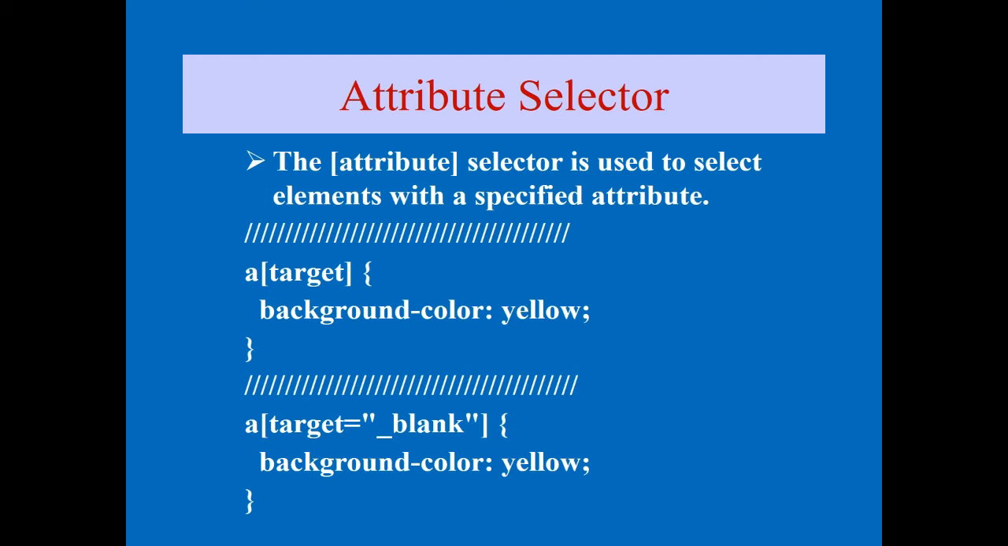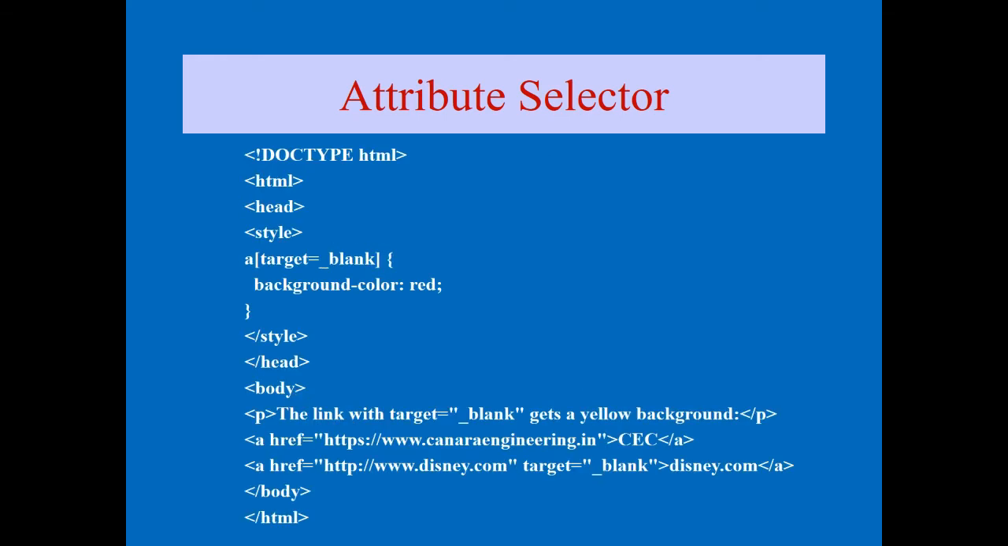So only when this attribute is there along with this value, then the impact is there. Getting my point? That is the advantage of the attribute selector: for a particular attribute, or a particular attribute along with a value, you can set the properties with the help of attribute selectors. So we'll see a very simple example here. In the style, we write the syntax: a, square bracket, target equal to _blank, close the bracket, start curly bracket, background-color: red.